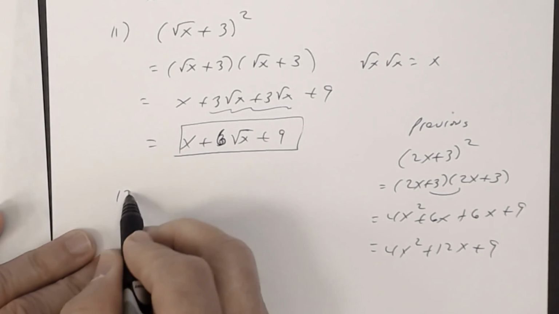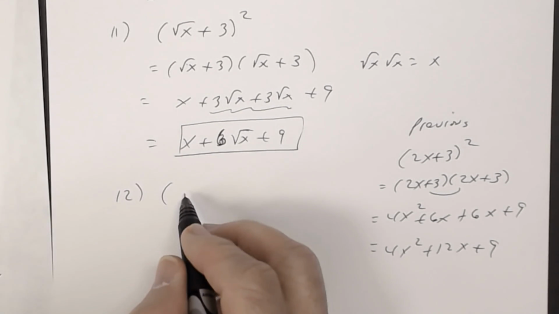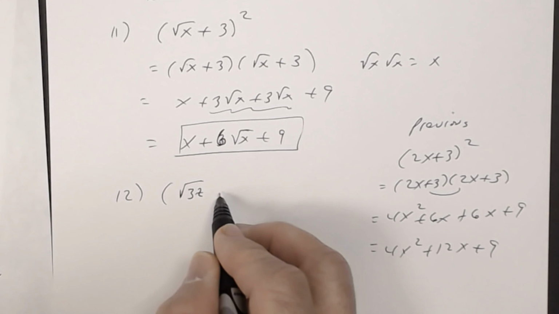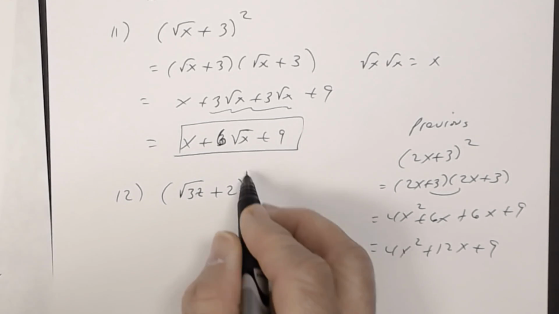Okay? 12. Suppose you had the square root of 3z plus 2 squared.